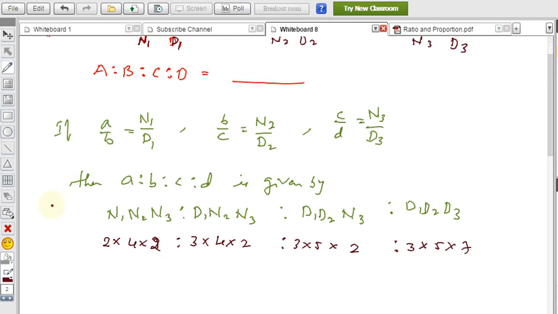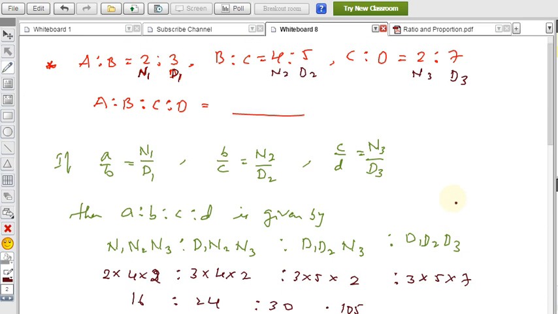If overall the four terms have any common factor, they can cancel. Now 2 into 4 is 8, 8 into 2 is 16, 3 into 4 into 2 is 24, and 3 into 5 into 2 is 30. Then 3 into 5 is 15 and 15 into 7. You can multiply this directly and get the answer. How much is it? 105. Now if it is possible to simplify this value, do so; otherwise 16 is to 24 is to 30 is to 105 is the answer. Whenever there are four terms, three ratios, and they ask for a is to b is to c is to d, you can apply this method. Fine.